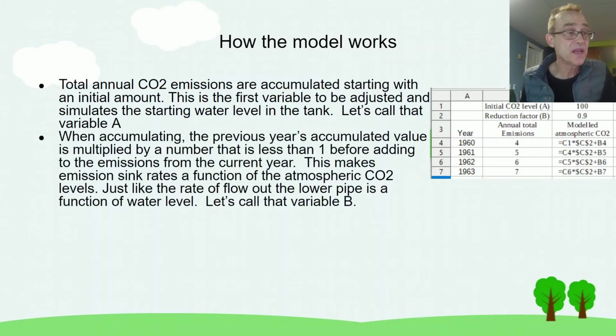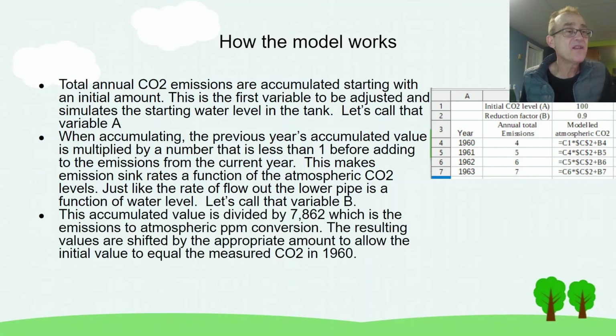When accumulating, the previous year's accumulated value is multiplied by a number that is less than 1 before adding to the emissions from the current year. This makes emission sink rates a function of the atmospheric carbon dioxide levels, just like the rate of flow out the lower pipe is a function of water level. Let's call that variable B. An example of how the equation is set up in a spreadsheet is shown.